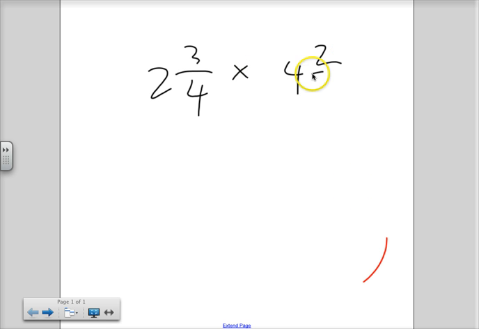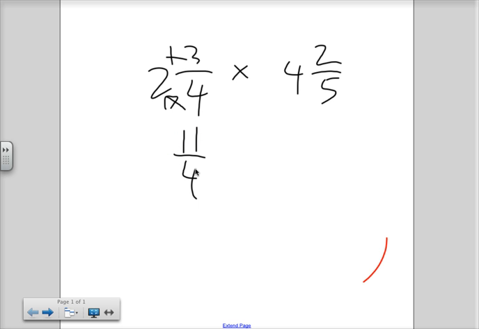4 and 2/5. These are called mixed numbers. Improper means the top number is bigger than the bottom, but it's still in the fraction form, right? So can we multiply as is right now, or do we have to do something to this problem? Okay, we have to make them improper. And how do we change 2 and 3/4 into improper? 4 times 2 and plus 3. Good. So we multiply up and add up, right?